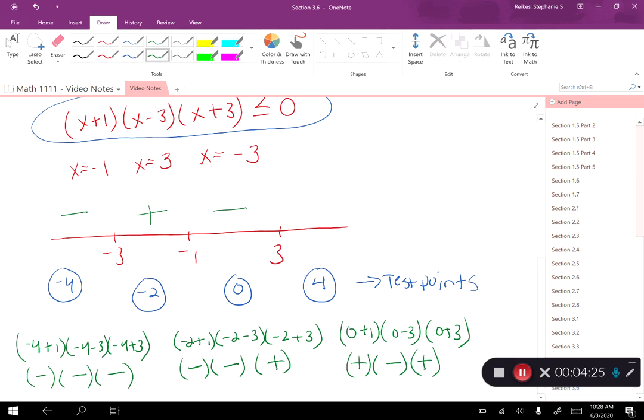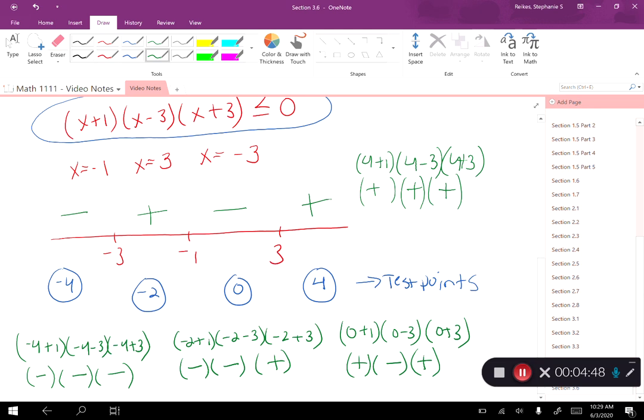And running out of space, so let me come up here, plugging in 4. I'm going to get 4 plus 1, 4 minus 3, 4 plus 3. 4 plus 1 is positive, 4 minus 3 is positive, and 4 plus 3 is positive. So again, what's a positive times a positive times a positive? You'll get a positive.